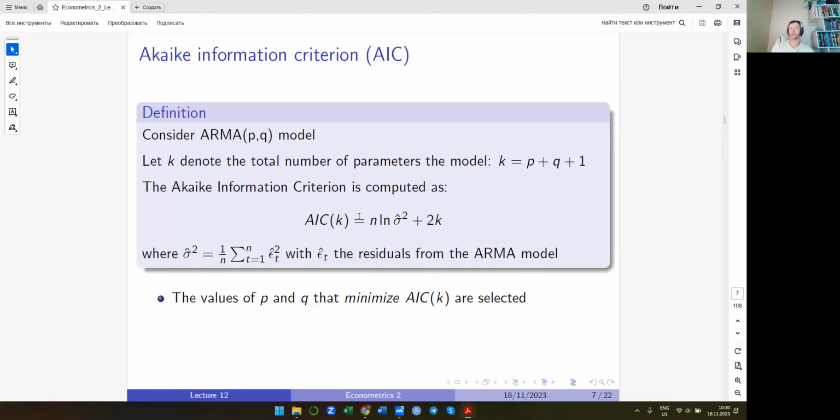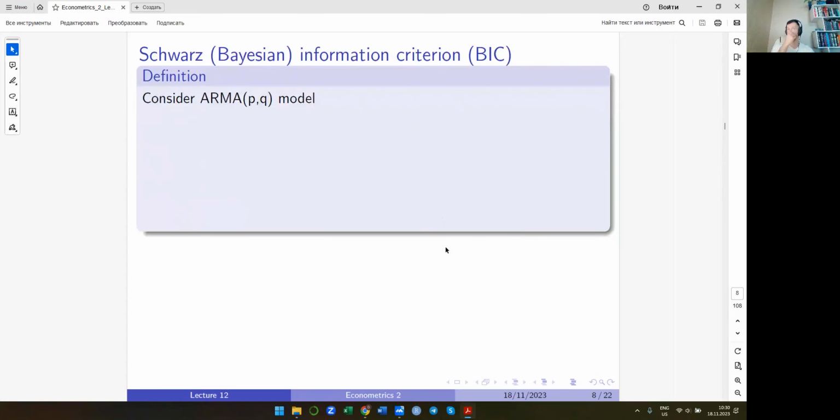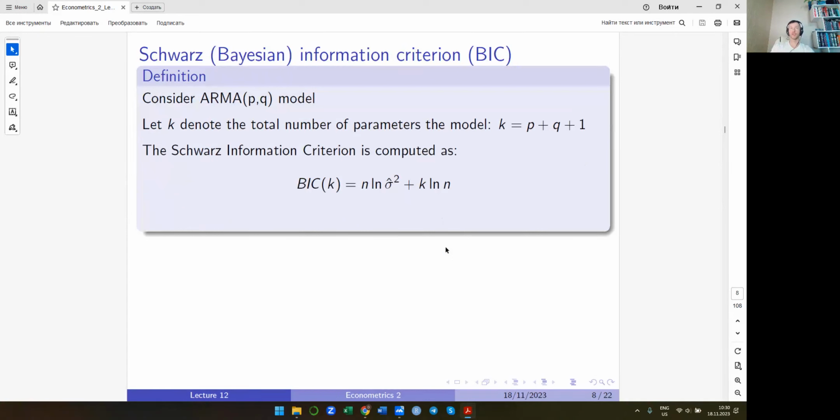So why minimize? This should be minimized because it has variance inside, and variance must be minimized, so we want variance to be minimum. So 2k also must be minimized because we want the model to be as simple as possible. We don't want to expand the number of parameters. So the minimization is done over p and q. This is simple. So basically there are some automatic algorithms that can give you such p and q that AIC is minimized.